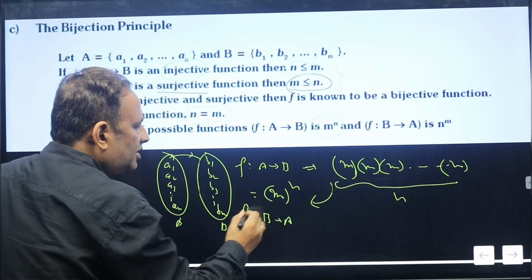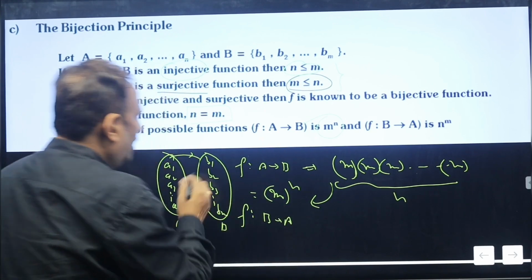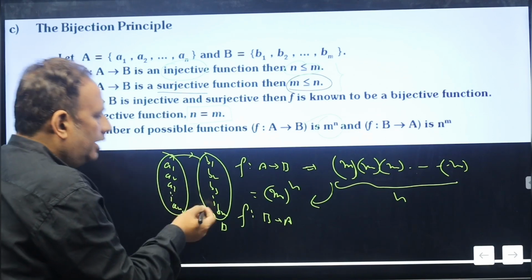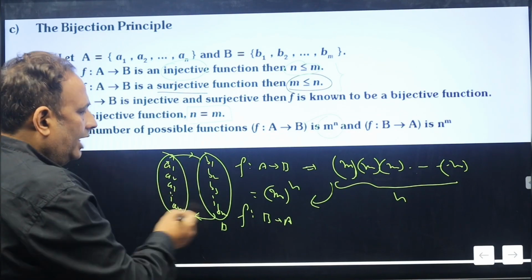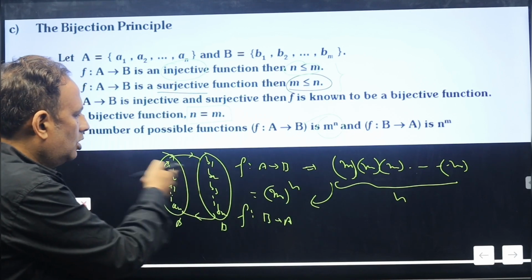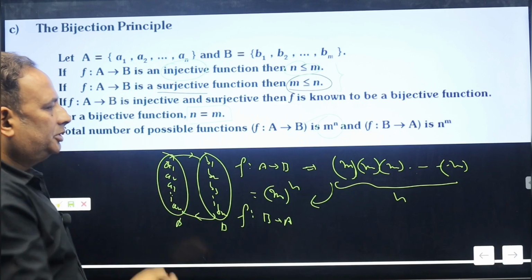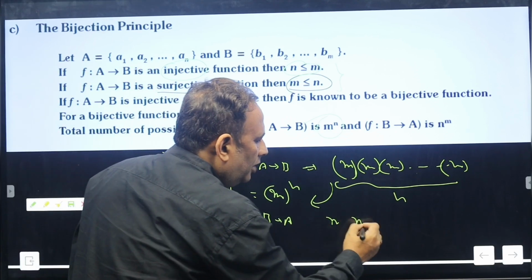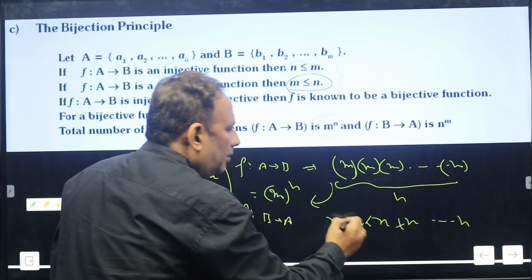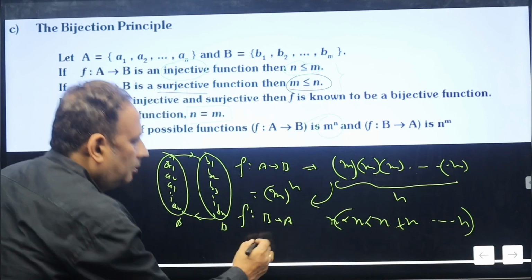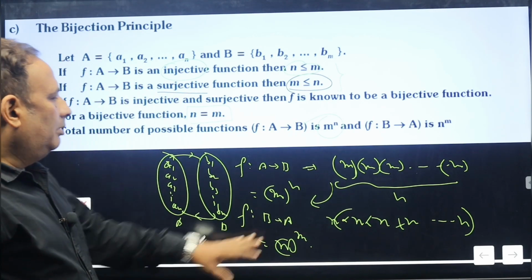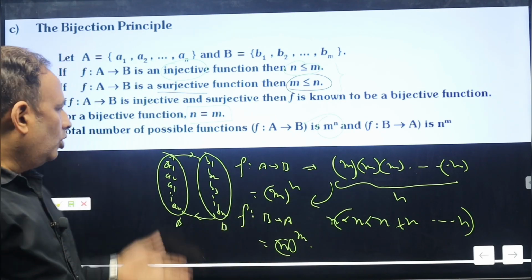And from B to A, here B1 has how many options? n options. So each and every Bi element has n options. B2 can also associate with all n options. So n into n into n, so on, into n. Again we are using the fundamental multiplication rule, so here also the concept is n to the power m. So by using the fundamental multiplication rule only, we can find the total number of functions.